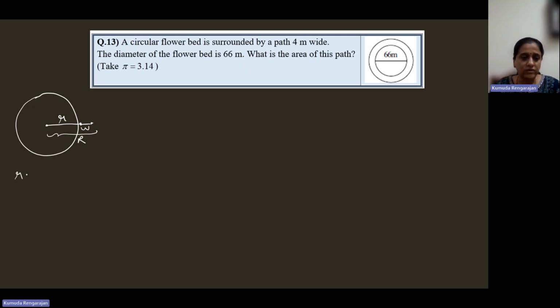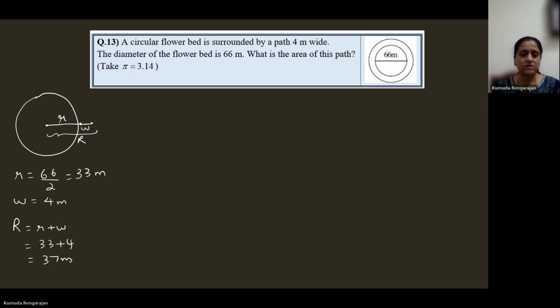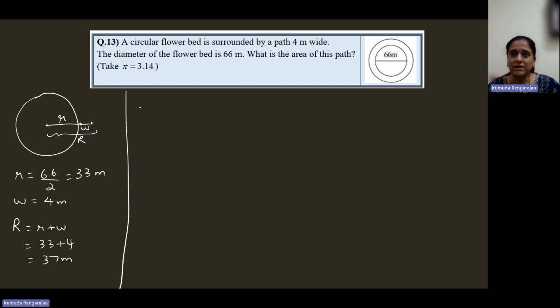So what is the value of small r? It is 66 by 2, 33 meters. How much is W? 4 meters. So what is capital R? Small r plus W. So small r is 33 plus 4, 37 meters. After you do this, how do you find the area of the path? Area of path is area of outer circle minus area of the inner circle. Correct?